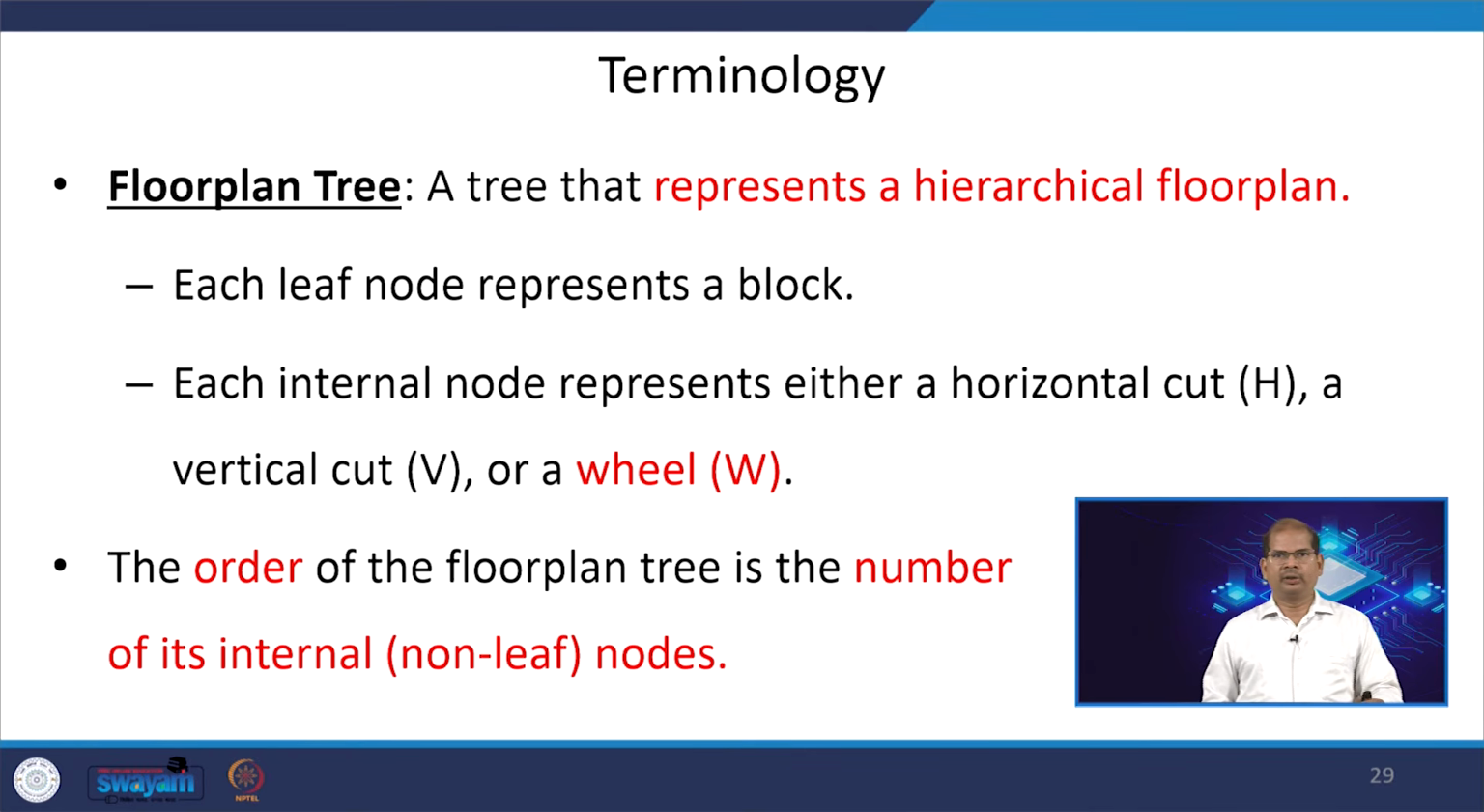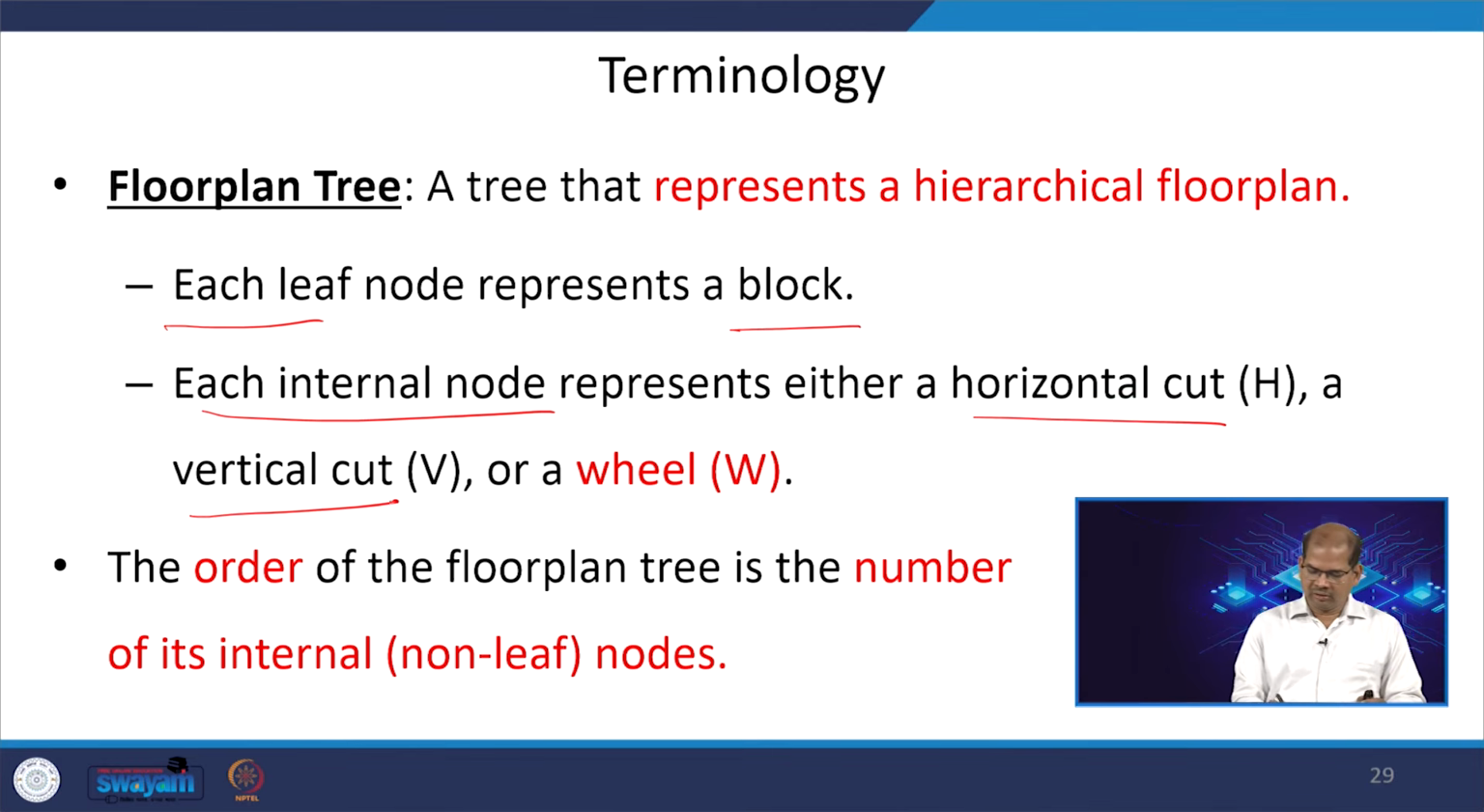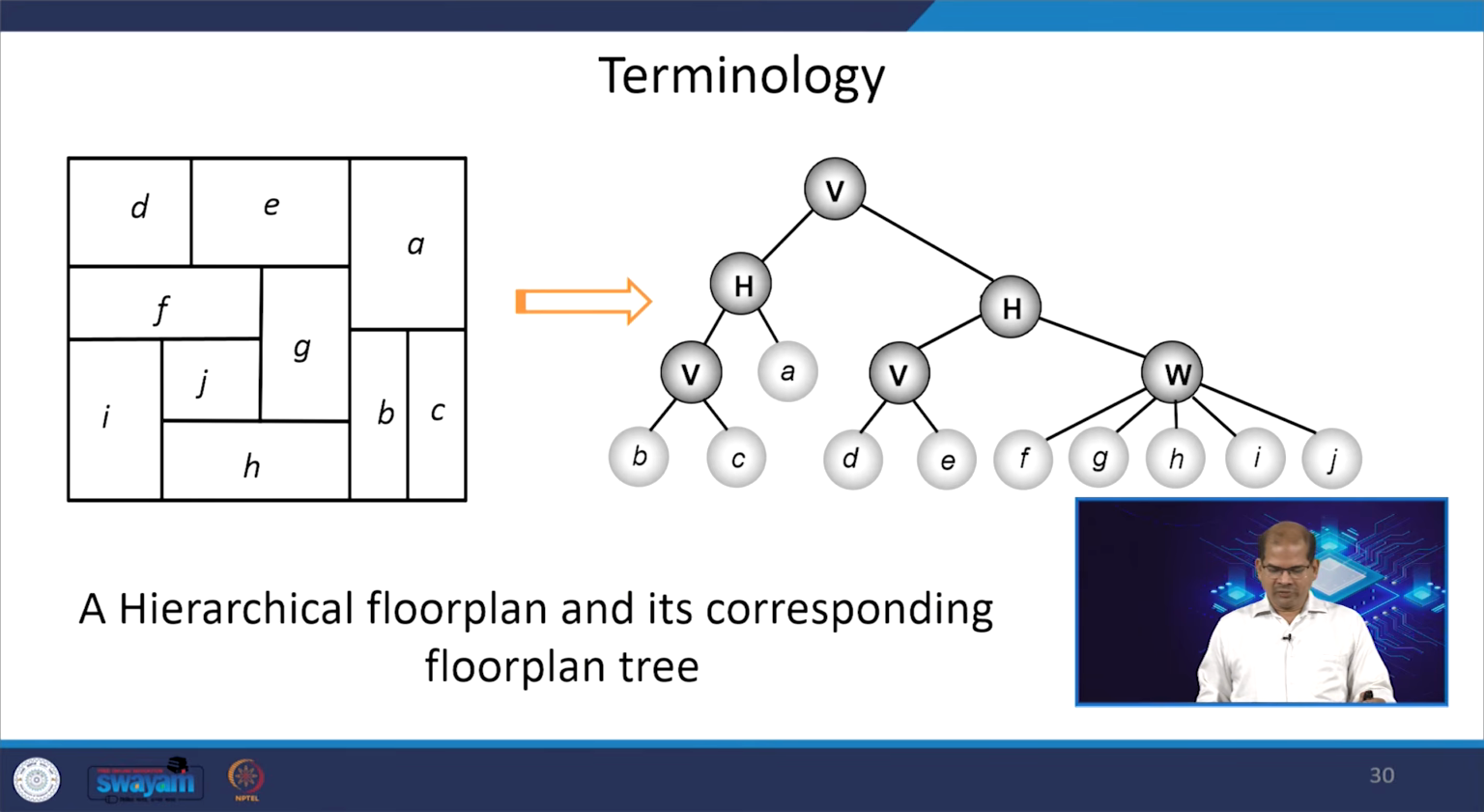In this case your leaf nodes are the blocks of your design, and your internal nodes are either a horizontal cut, a vertical cut, or a wheel. The order of the floor plan tree is the number of internal or non-leaf nodes in the tree. This is an example of a floor plan. The left hand side is your floor plan, and this is the floor plan tree. This is the tree representation of the floor plan.